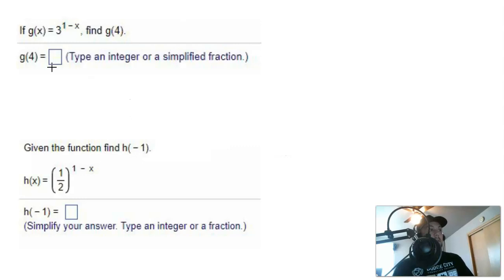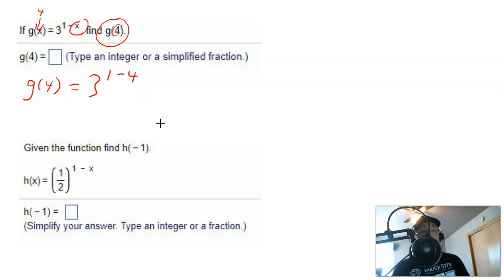All right. So here are some examples of what an exponential function might look like. So we have g of x equals 3 to the 1 minus x power. Here we're being asked to find g of 4. So just like we've done throughout the entire course, whenever they have a number here inside of the function, that means we want to plug that number in for x. So here we're going to be plugging in the number 4. So we'll have g of 4 equals 3 to the 1 minus 4 power, right? We're going to plug in the number 4 for x.